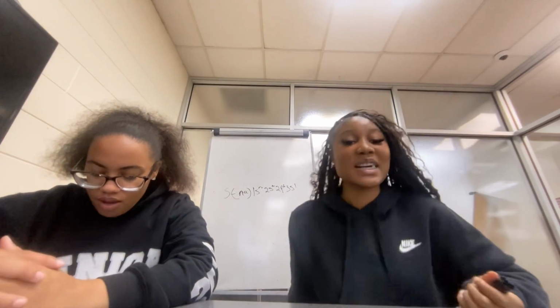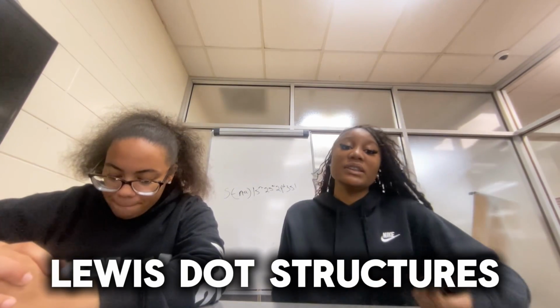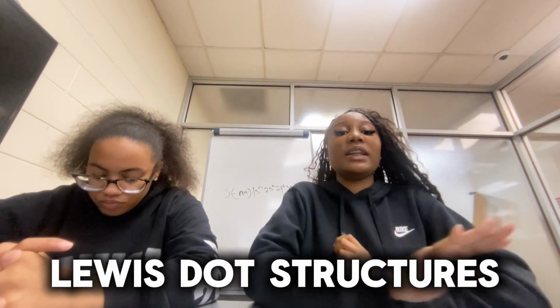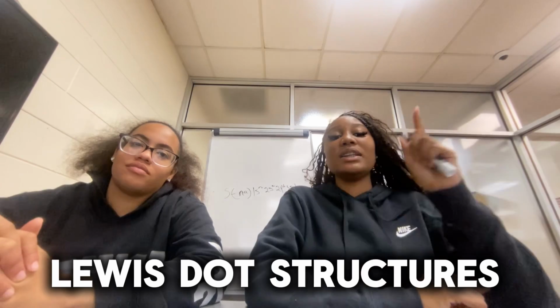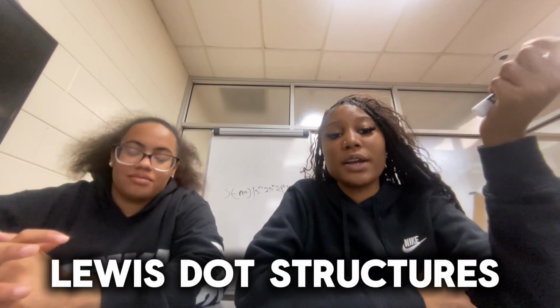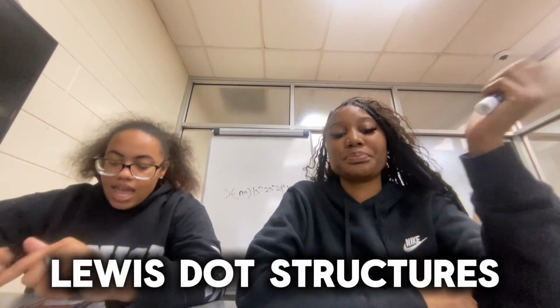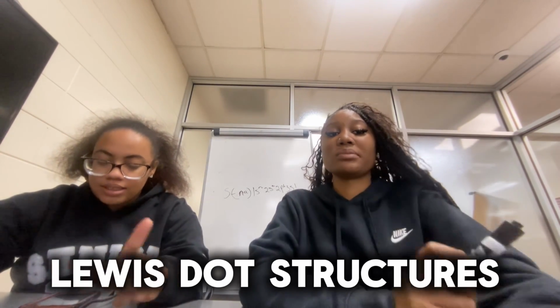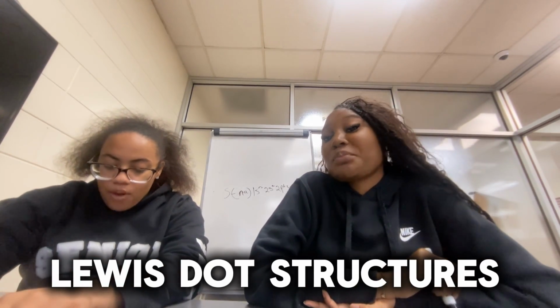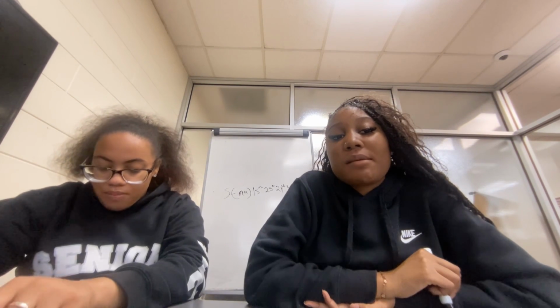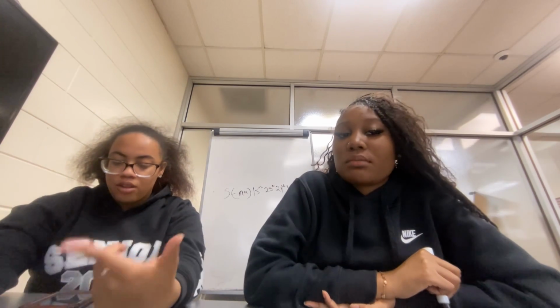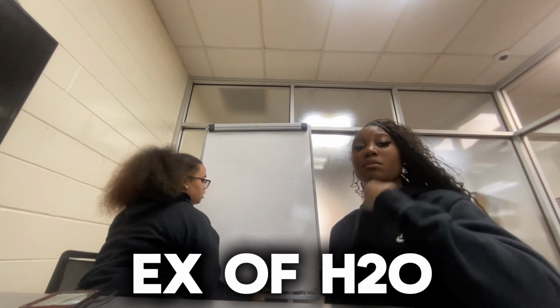Next one we have is Lewis dot structures. All right, let's talk about Lewis dot structures. These are basically stick figure drawings for molecules. Each dot is a valence electron. When atoms share dots, that's a covalent bond. When they don't share nicely, it's an ionic bond. You know the drama. So I'm going to show you guys water, which is H2O.